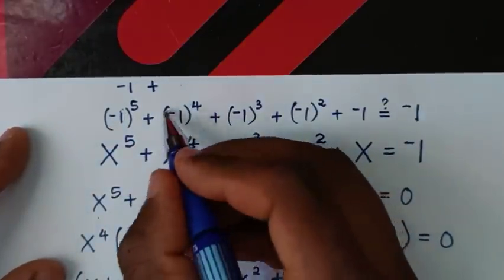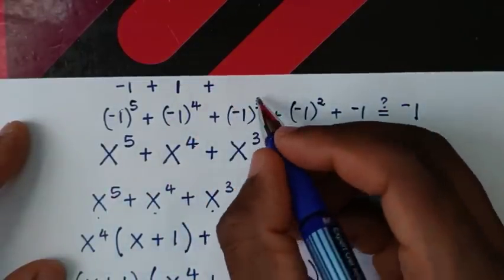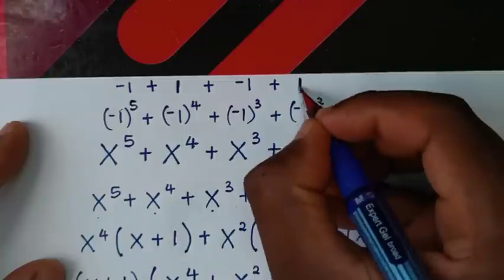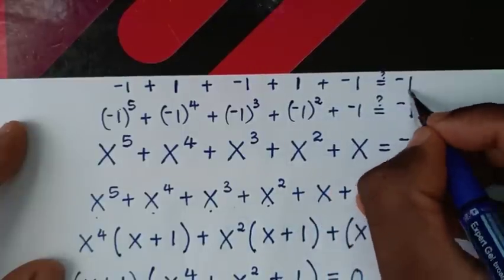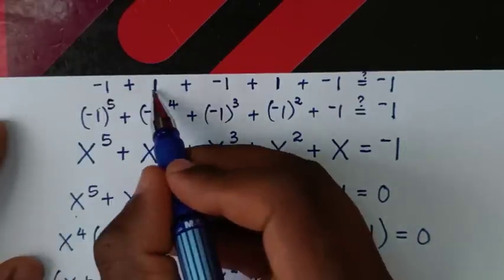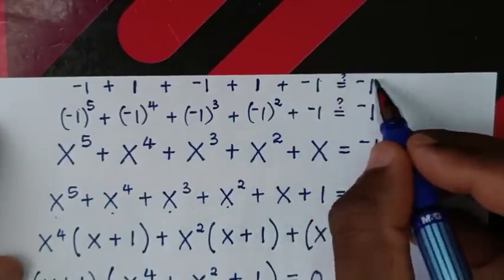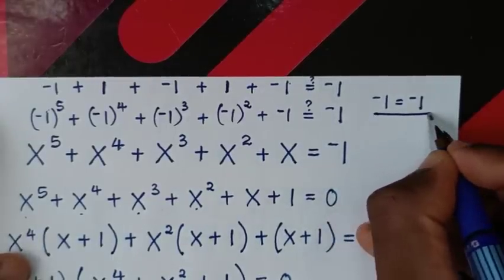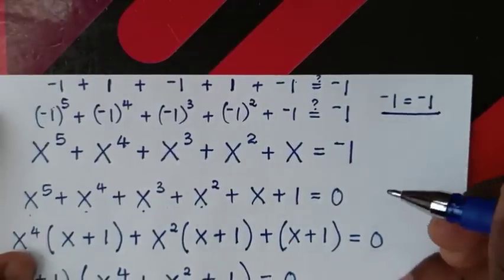Then plus -1 power of even number is +1. Then plus -1 power of odd number is -1. Then plus -1 power of even number is +1. Then plus this -1. Is it equal to -1? Now -1 plus 1 is 0. -1 plus 1 is 0. Now here we're left with this -1, which is equal to -1. Left side and right side are equal. Then it is true for the value of x is -1 and also the other complex solutions.